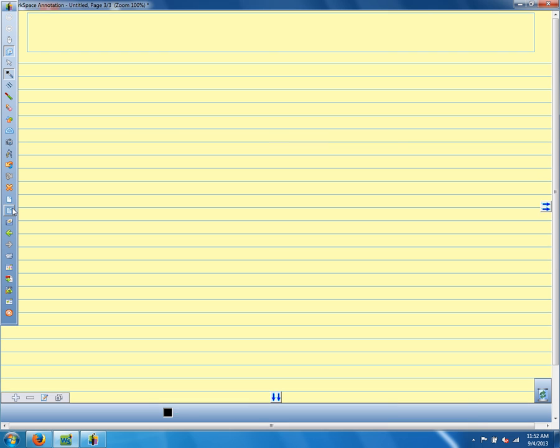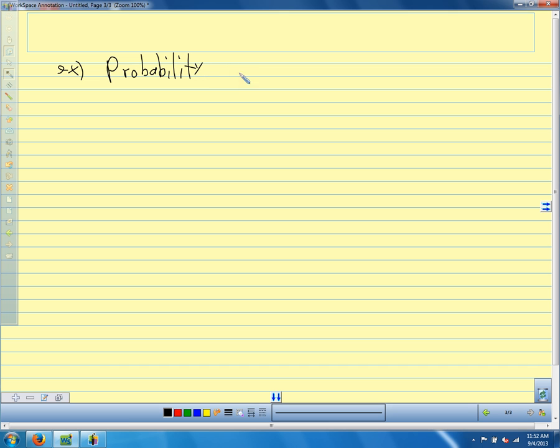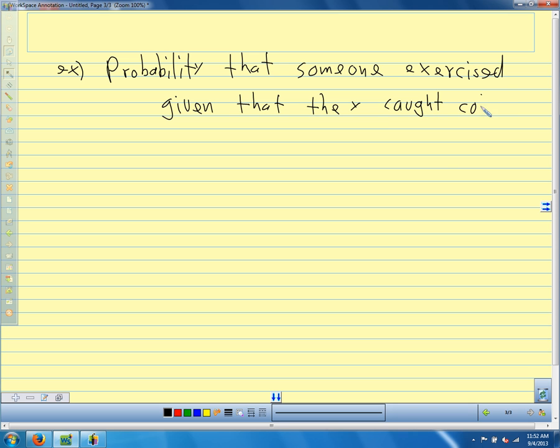All right, so let's do another example with our frequency table. The probability that someone exercised given they caught cold. So we would write this as probability of exercise given cold. So we're only going to look in our given category. So our given category here is they caught cold.